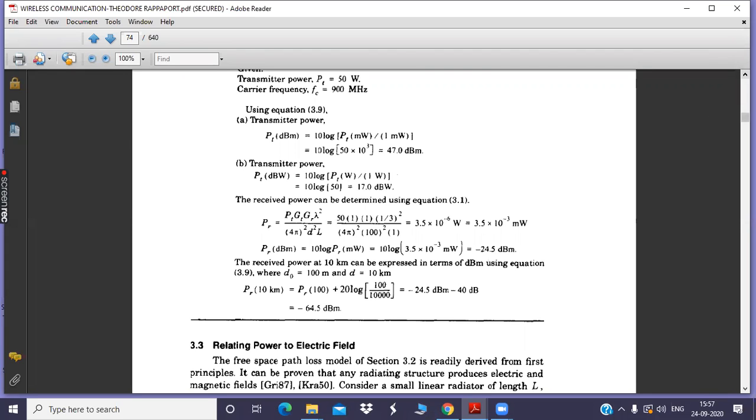Any doubts, students? So these two problems are very important. I repeat, these two problems are very important. Apart from that, the trunking theory problems are also very important. So kindly practice those problems. Practice the example problems accordingly. You will get some questions for your CI.